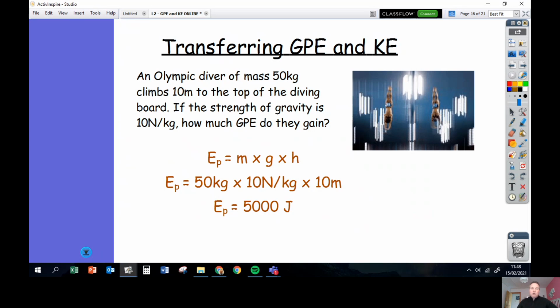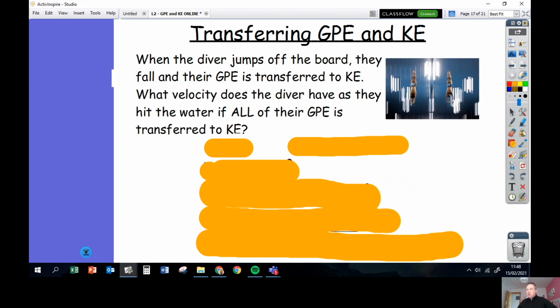So this is like our skateboarder at the top of the ramp. Our diver is at the top of a diving board with 5,000 joules of gravitational potential energy. But then the next part of the question says when the diver jumps off the board, they fall, their GPE is transferred to kinetic energy. What velocity does the diver have as they hit the water if all of their GPE is transferred into KE?